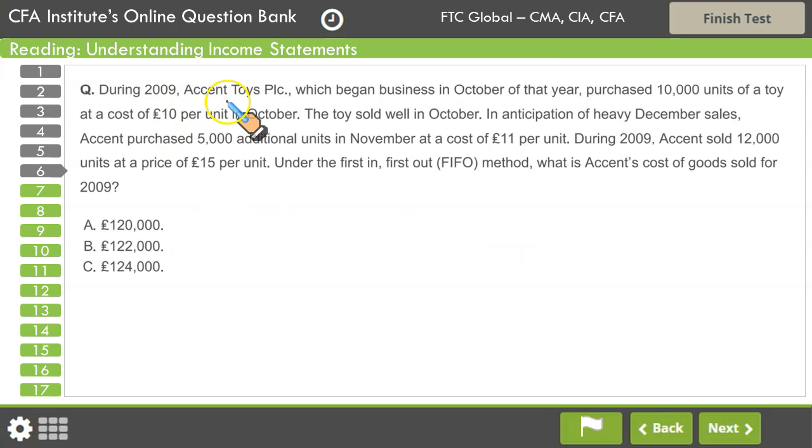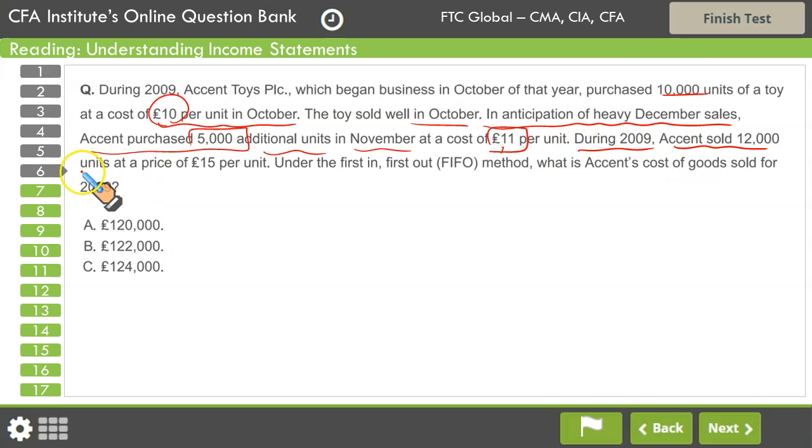During 2009, Accent Toy PLC, which began business in October of that year, purchased 10,000 units of a toy at a cost of £10 per unit in October. The toy sold well in October. In anticipation of heavy December sales, Accent purchased 5,000 additional units in November at a cost of £11. This is the original cost you purchased your 10,000 units at. Price went up in November and now it's at £11 each. During 2009, Accent sold 12,000 units at a price of £15 per unit under the first in first out method. What is the Accent cost of goods sold?